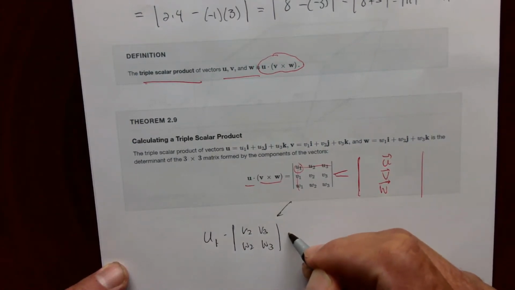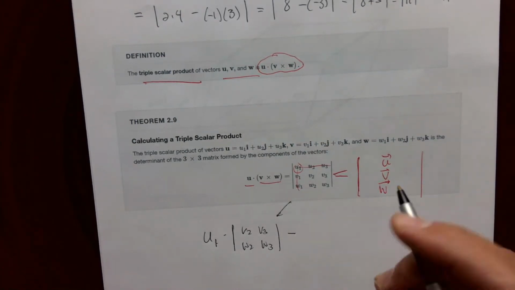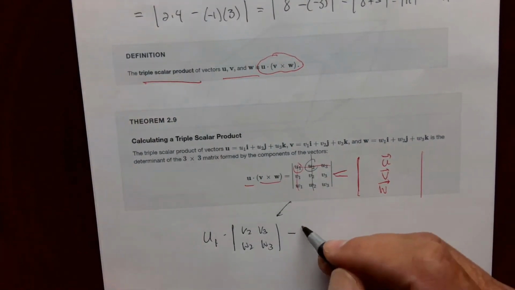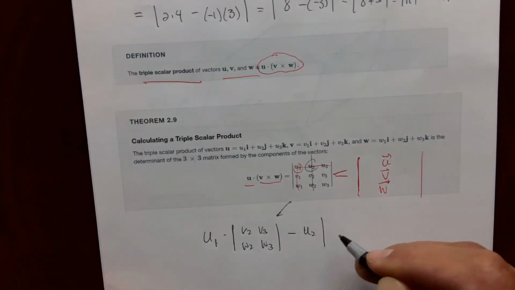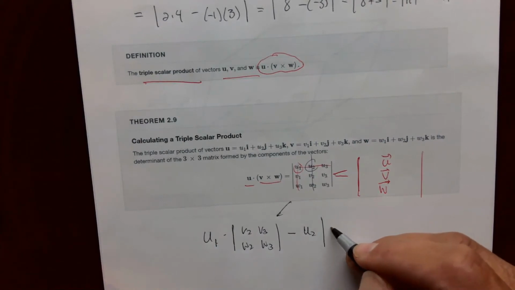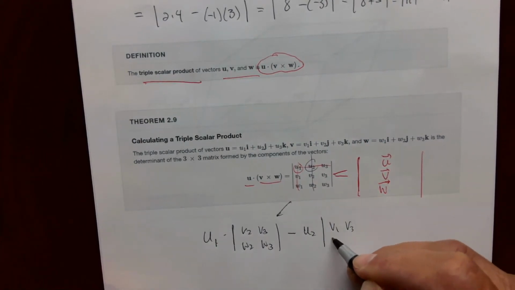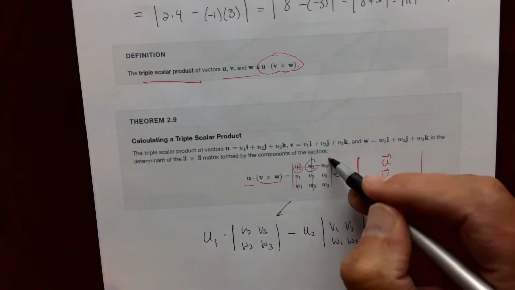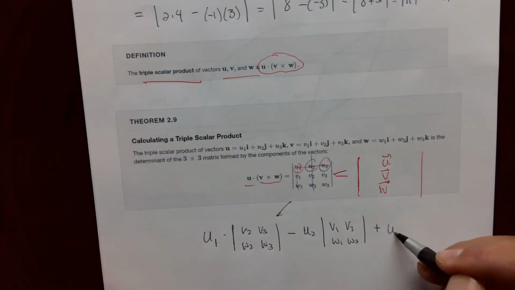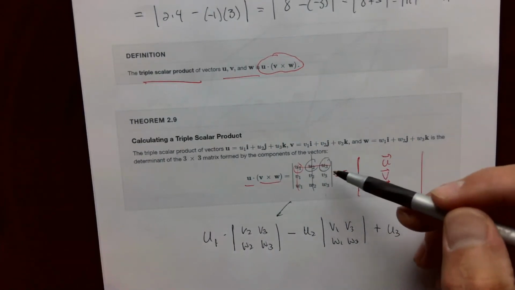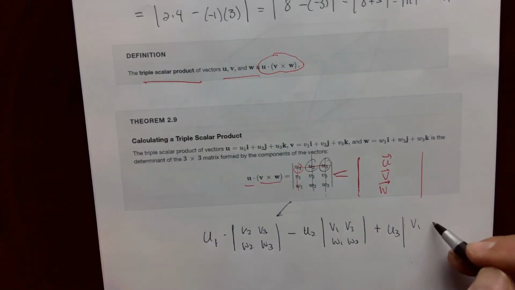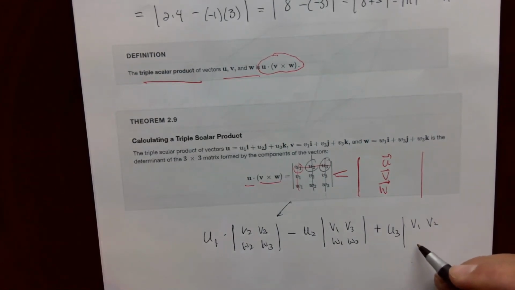And then we get minus what we get by taking the middle row, crossing that out with the first column, and that would be U2 times the resulting 2 by 2 matrix, V1 and V3, W1 and W3, plus the third component of the first row, which is U3, and then cross out that row, first column, we'd be left with a 2 by 2 matrix, and multiply it by that determinant, V1, V2, and W1, W2.